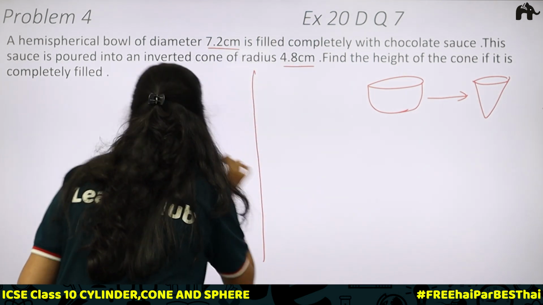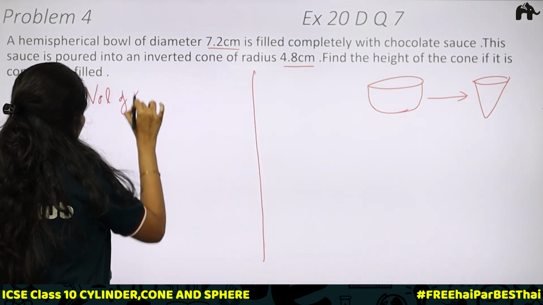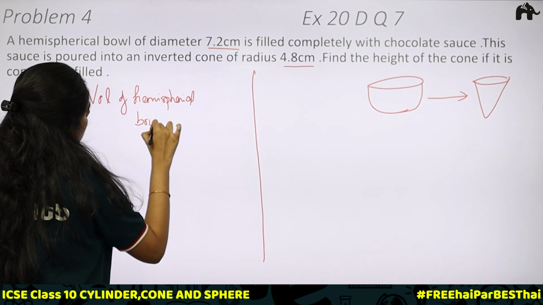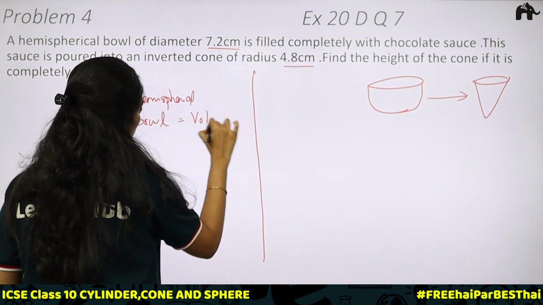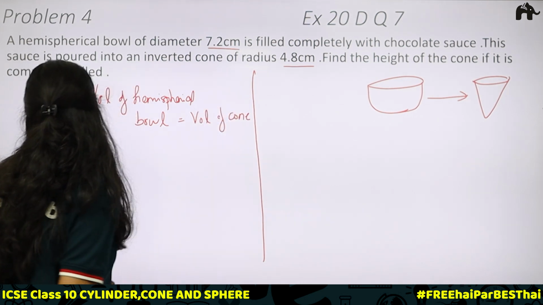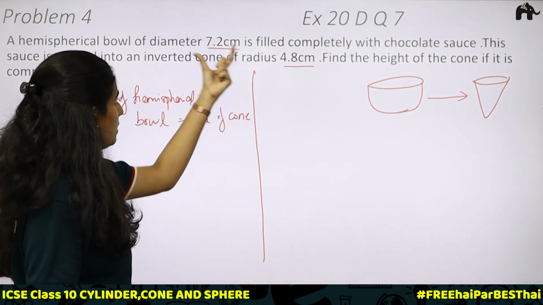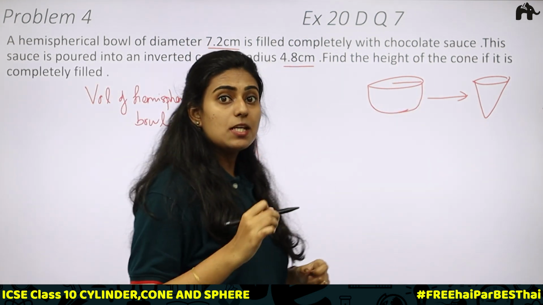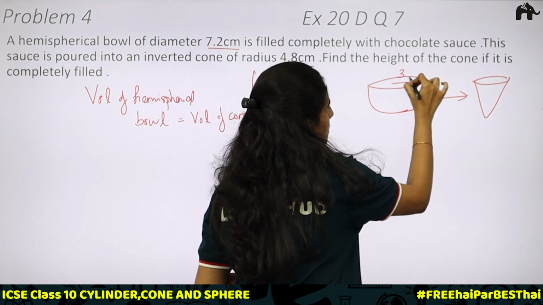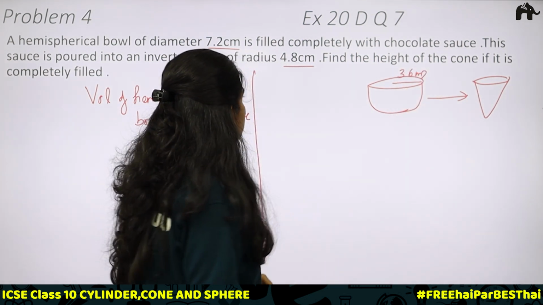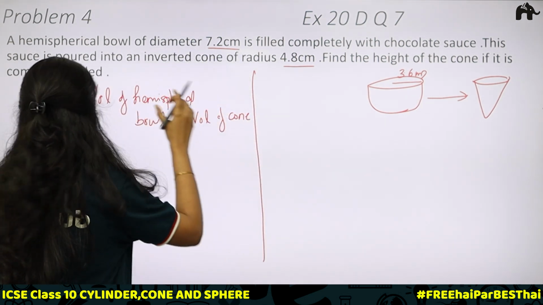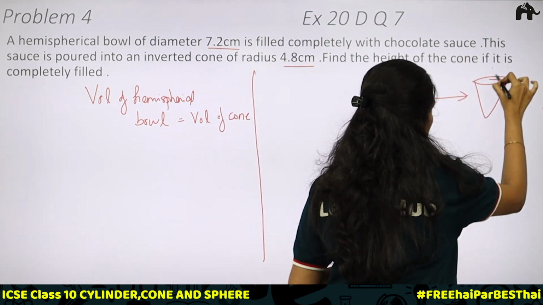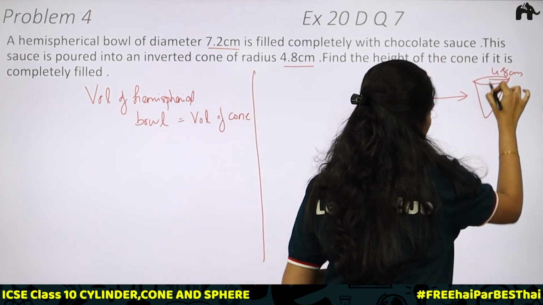So we have volume of hemispherical bowl is equal to volume of cone. A hemispherical bowl of diameter is given, 7.2 centimeter. Half of 7.2 centimeter is 3.6 centimeter. Therefore, 3.6 centimeter is the radius. Then, what about the cone? The cone radius is given, which is 4.8 centimeter. We need to find the height.